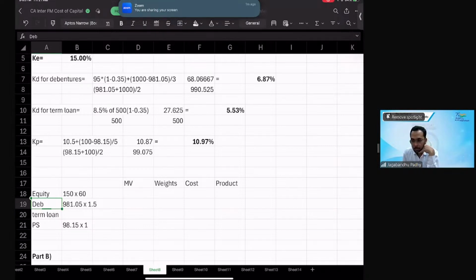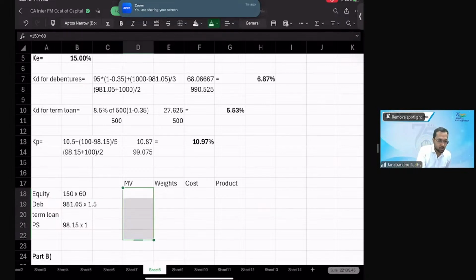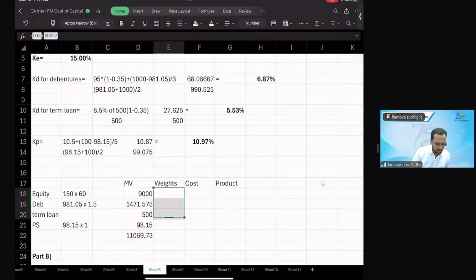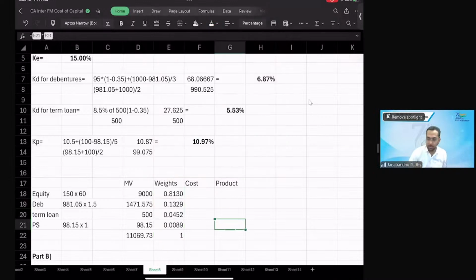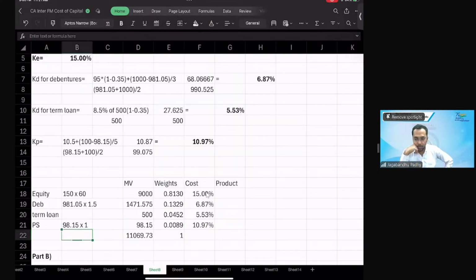Recording in progress. Okay. So 0.071. These market values should be these numbers, and the weights will be this. Check out the weights. It will be like 9,000 out of 11,069.73, 0.1329 out of 11,069.73. To get these weightages, we already know the cost because that's what we have already computed. Just take the product and take the total, guys.